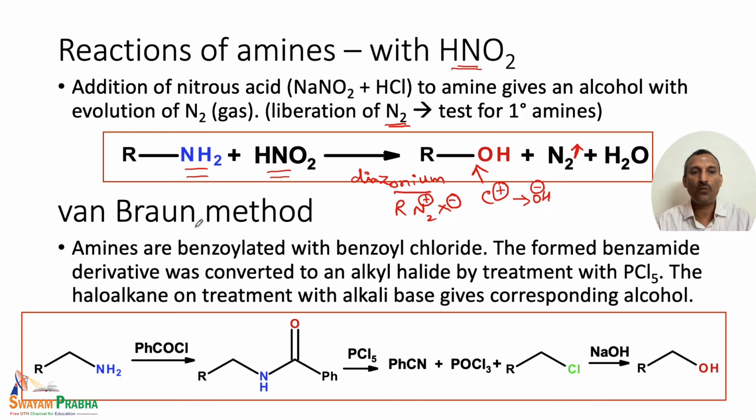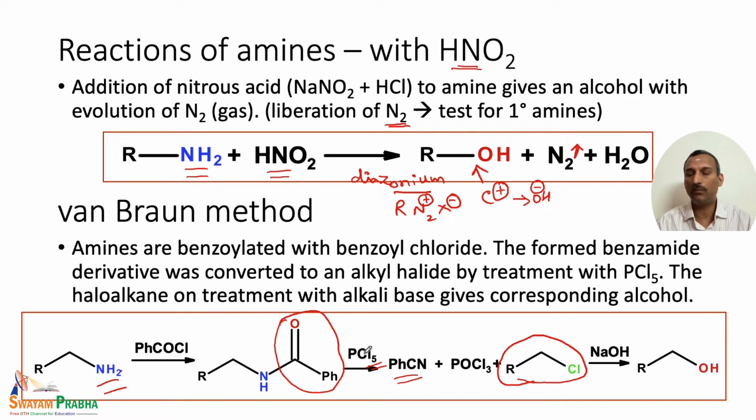And the next one is the von Braun method. In this particular reaction, a primary amine is reacted with benzoyl chloride for benzoylation. Benzoyl chloride replaces one of the hydrogens to form the benzoylated derivative. This is very similar to the acylation reaction which we have seen. So, one hydrogen is replaced and we end up with the amide compound, and this amide compound when treated with PCl5 gives the cyano derivative, POCl3, and our final product obtained is the corresponding halo derivative. If we use PCl5, we end up with a chloro derivative.